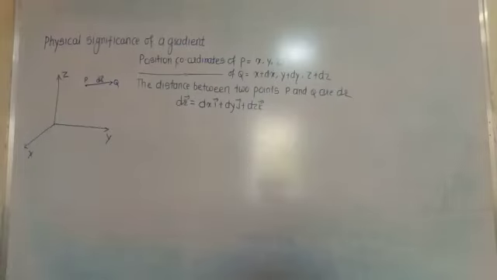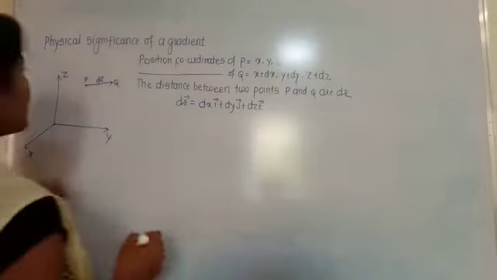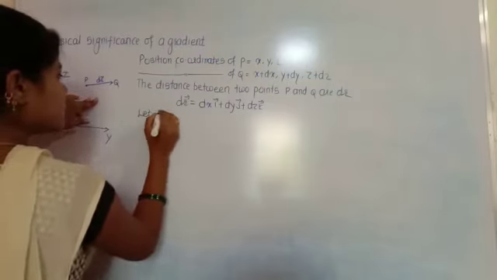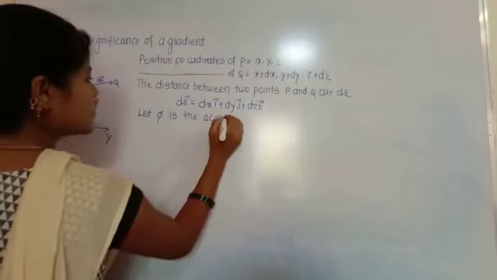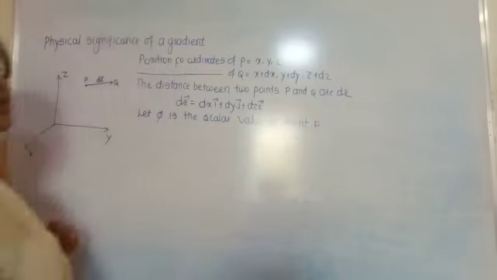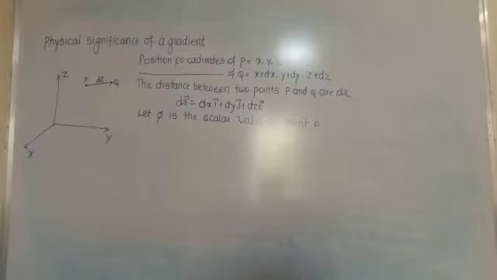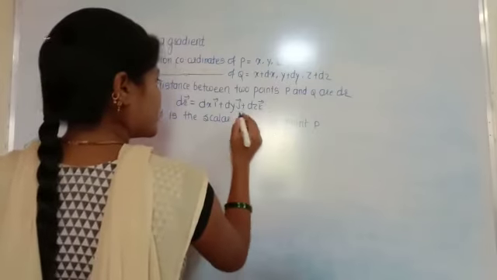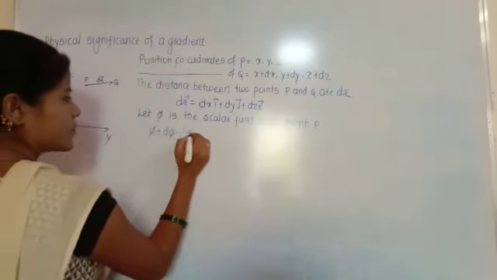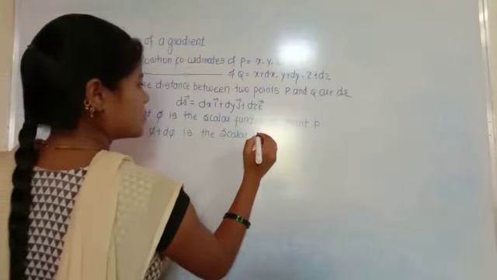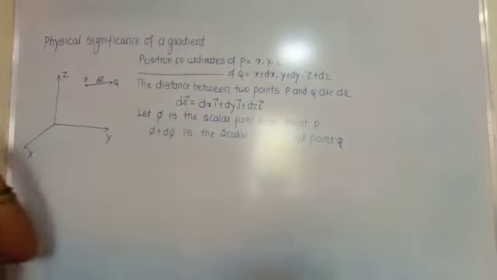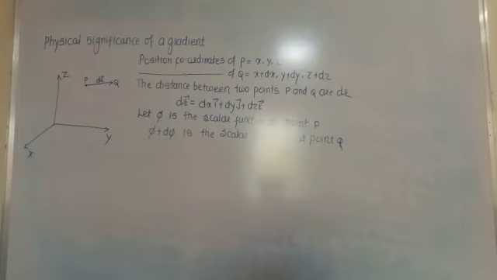Okay, so let phi be the value of the scalar function at point P, and phi plus d phi is the value of the scalar function at point Q. Phi is the scalar function at point P, and phi plus d phi is the scalar function at point Q.